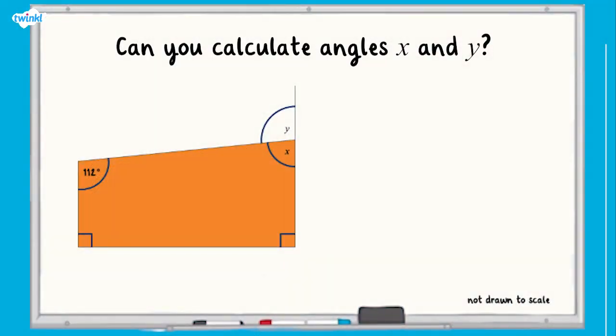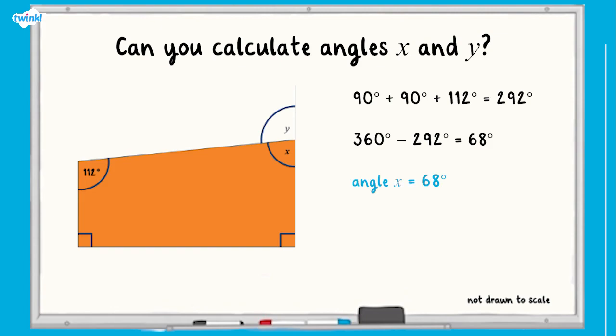All finished? Let's take a look at the answers. To calculate angle X, we need to add together the known interior angles of the quadrilateral. There are two right angles, each 90 degrees. So 90 degrees add 90 degrees add 112 degrees is equal to 292 degrees. We then need to subtract this from 360 degrees. 360 degrees subtract 292 degrees is equal to 68 degrees. Angle X is 68 degrees.